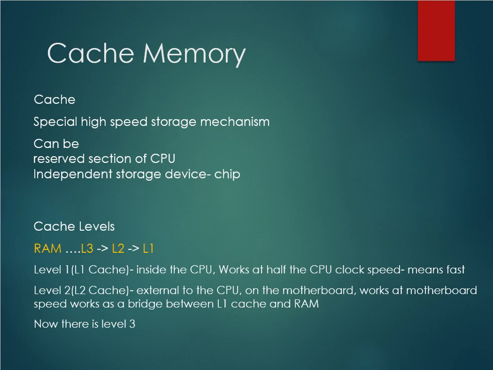And cache memory, it is a high speed memory. It can be a reserved section of the CPU, that means it can be built inside the processor, or it can be an independent storage device or a chip on a motherboard. It is kind of a path between other memory devices like RAM and the processor. By using this cache memory, it speeds up the data flow. Okay.